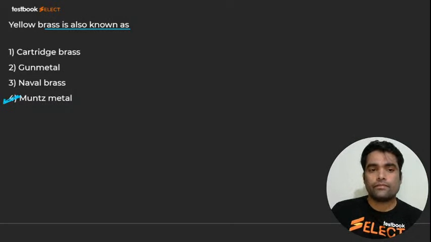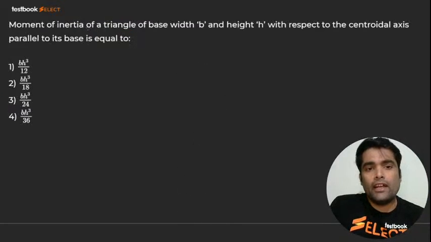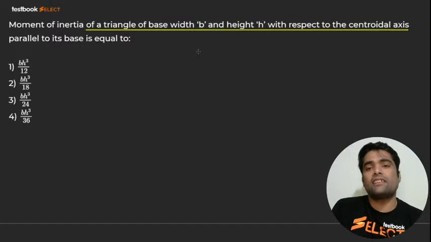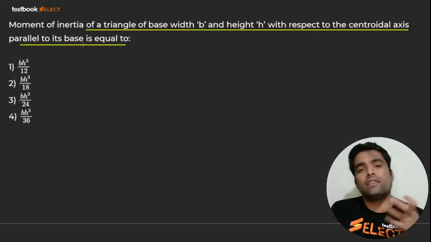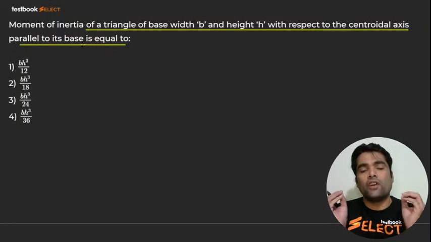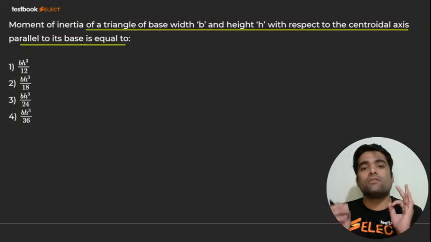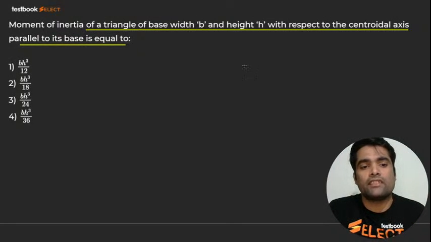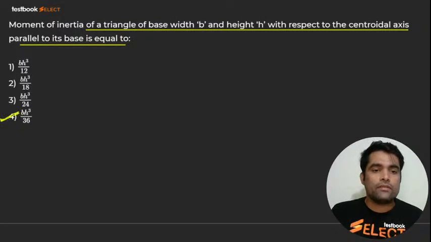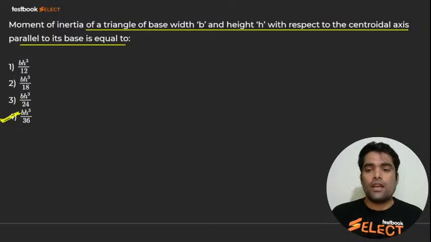Okay. Here I go. Moment of inertia of a triangle of base width B and height H with respect to the centroidal axis, that is at the centroid, parallel to its base, is equal to what, my dear? That is, we have to find out the moment of inertia of a triangle about the centroid. You know that it is BH cube by 36. I hope you got it.